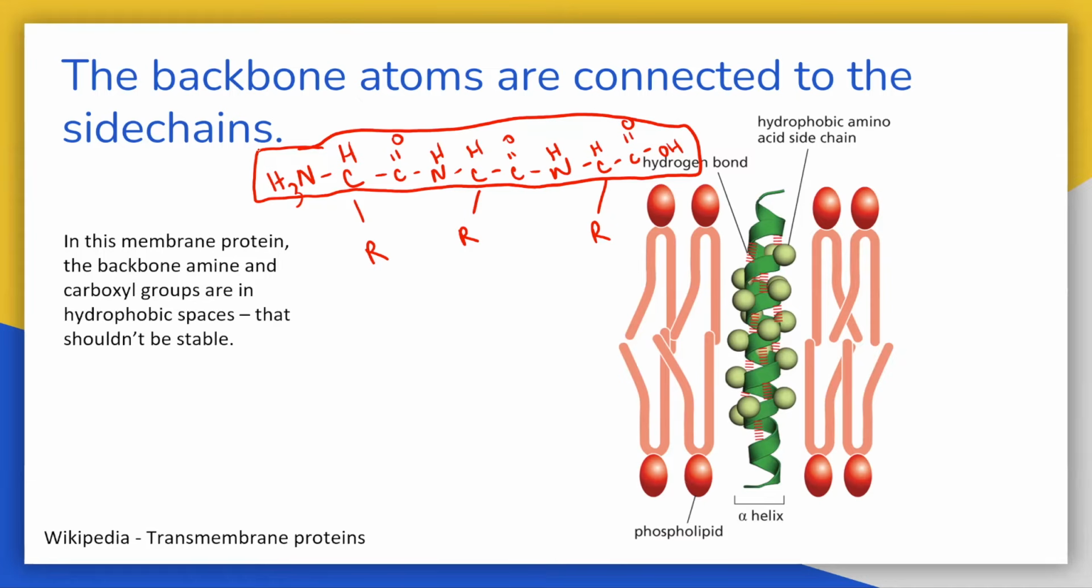In a membrane protein, this will become super important because all of this space right here is very hydrophobic. If I wanted to put a protein through that membrane, I would have to do something about all of these polar nitrogens and oxygens that make up the backbone of my protein.